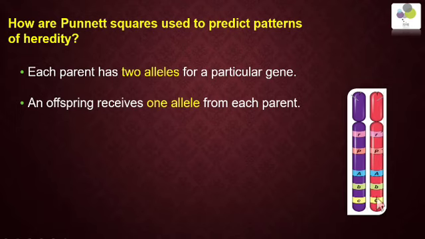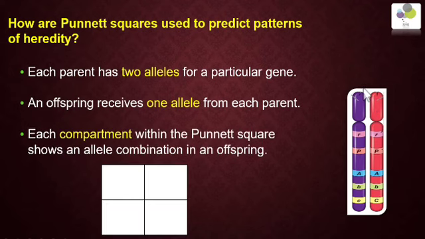If we have two different alleles, for example the flower color, this is blue and this is red, so we have two different alleles. Each trait comes from two alleles from the parents, one from the mother and one from the father, or one from the male part and one from the female part. So a Punnett square has 4 squares, or 4 compartments, that show you the combination of alleles in the offspring.